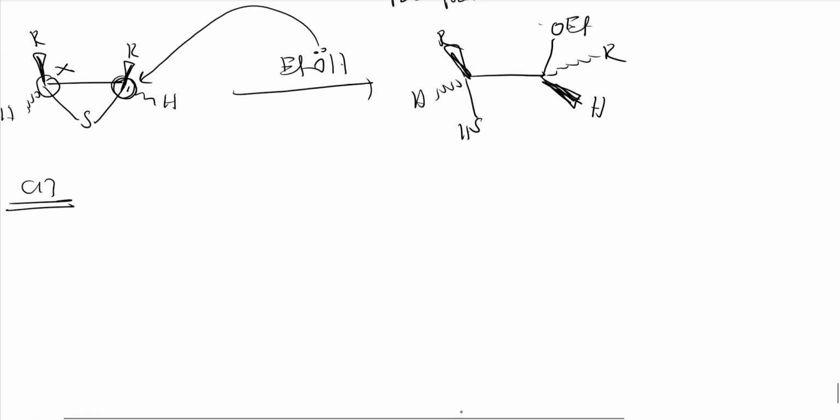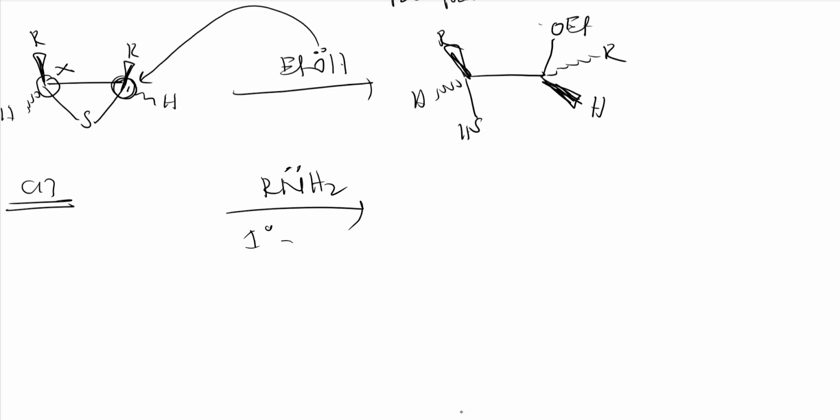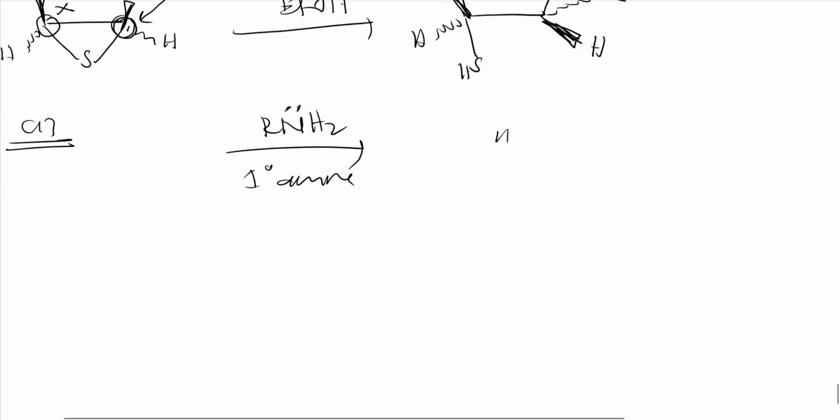Similarly, you can use one more reagent like RNH2. So this is a primary amine, right? I hope you can write the product, right? Instead of OEt, you please place NHR there, right? Then you will get the product, right? What happens if we use a polar solvent?